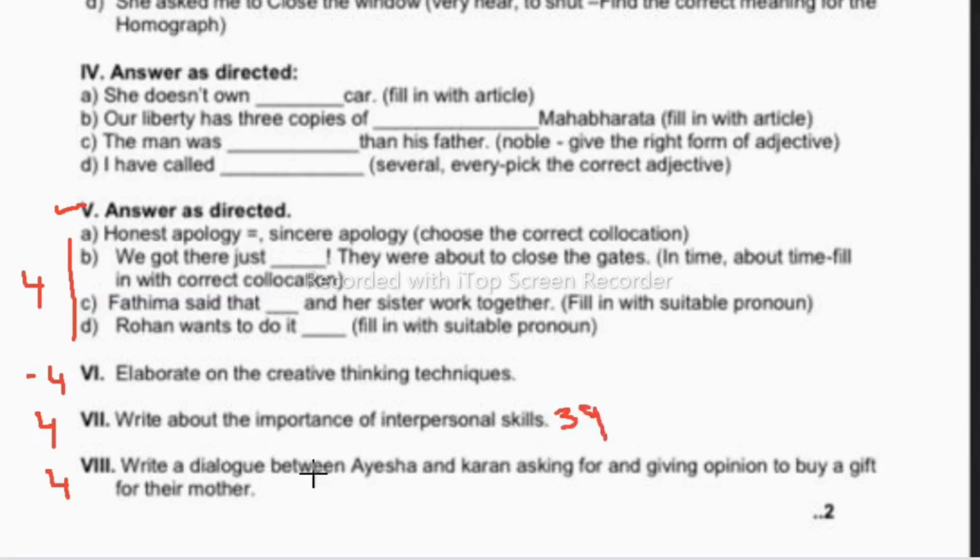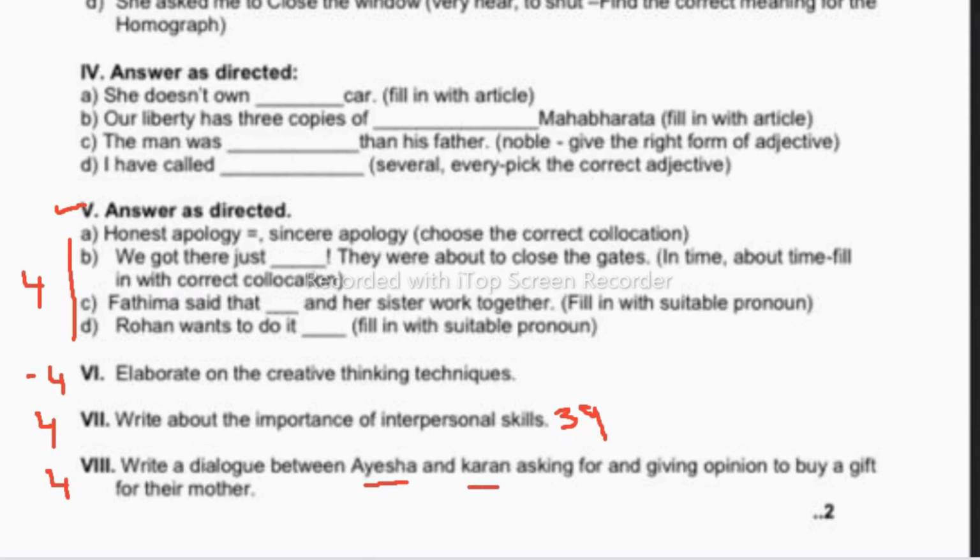Now the next one is: write a dialogue between Aisha and Karan asking for and giving opinion to buy a gift for their mother. Now it's easy, you can write. For each conversation, that is, for each person, you need to write 6 or 7 dialogues. So Aisha and Karan altogether, you should write 14 or 15 dialogues.